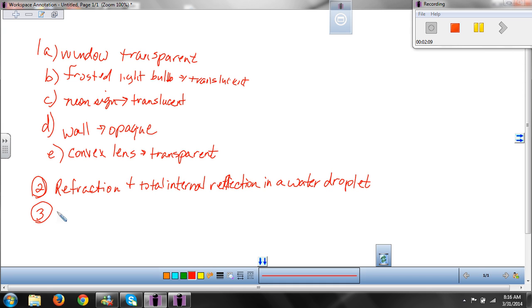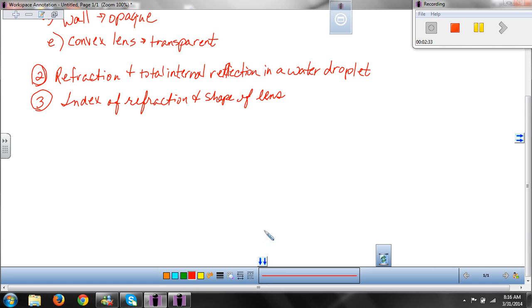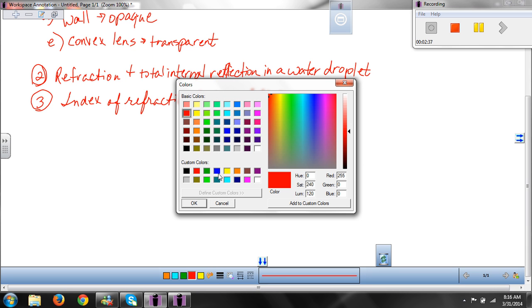Number 3 says the focal length of a lens depends on what two things. The index of refraction is the first thing. What is the lens made of? And then the second thing is the shape of the lens. Is it convex? Is it concave? Is it both? So I need to know the shape of the lens. All right.